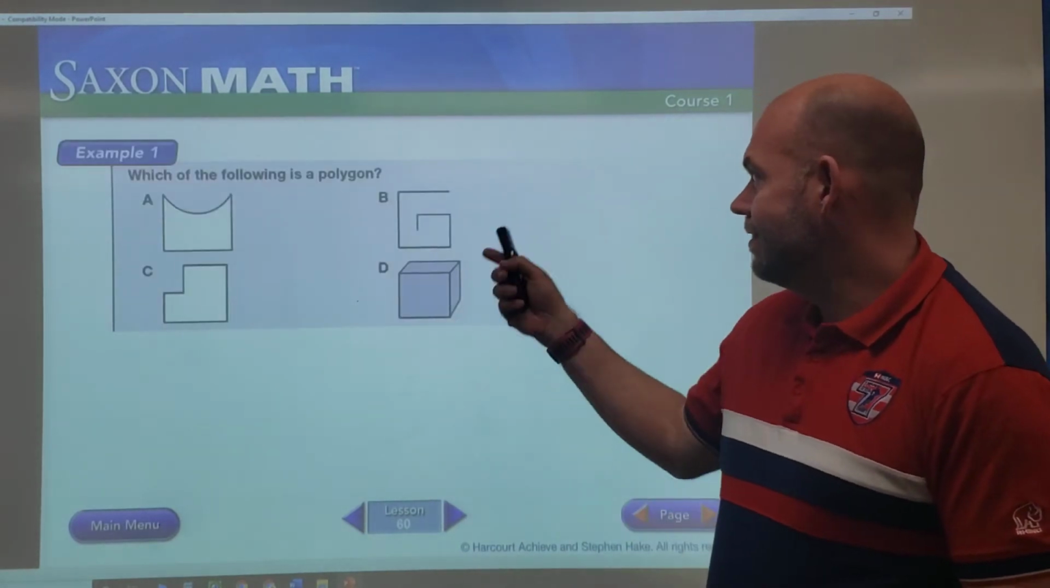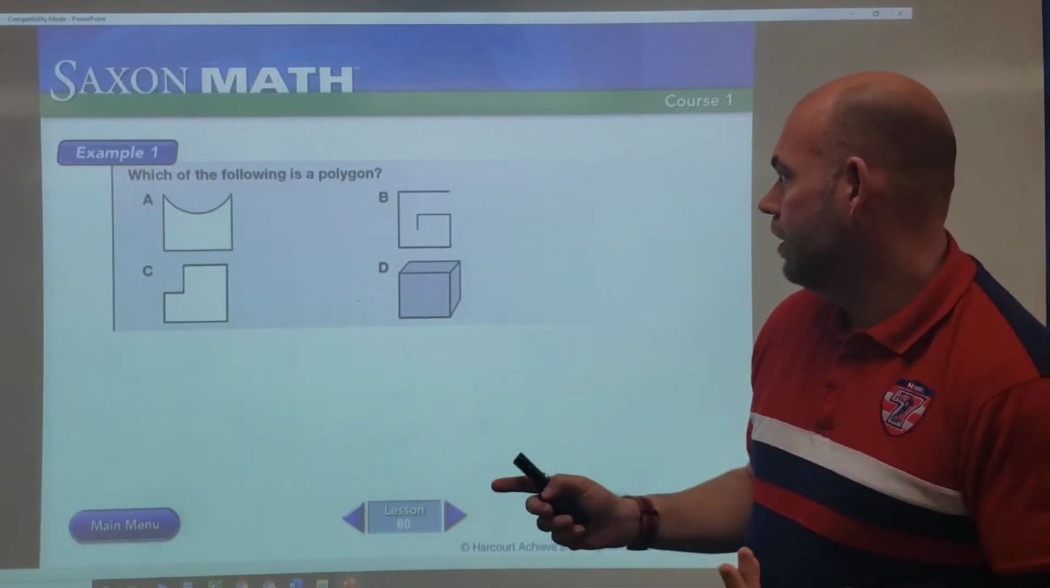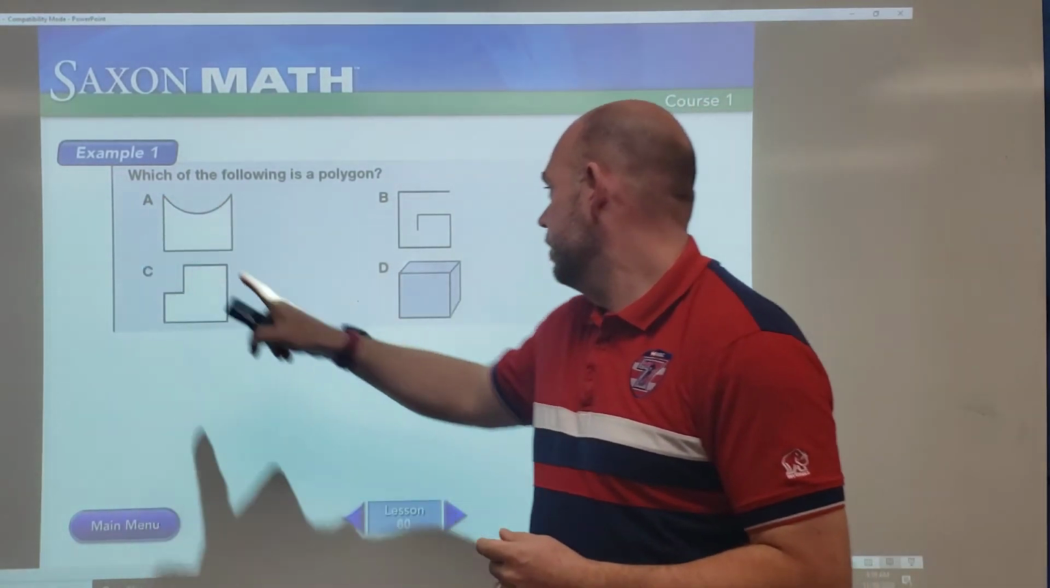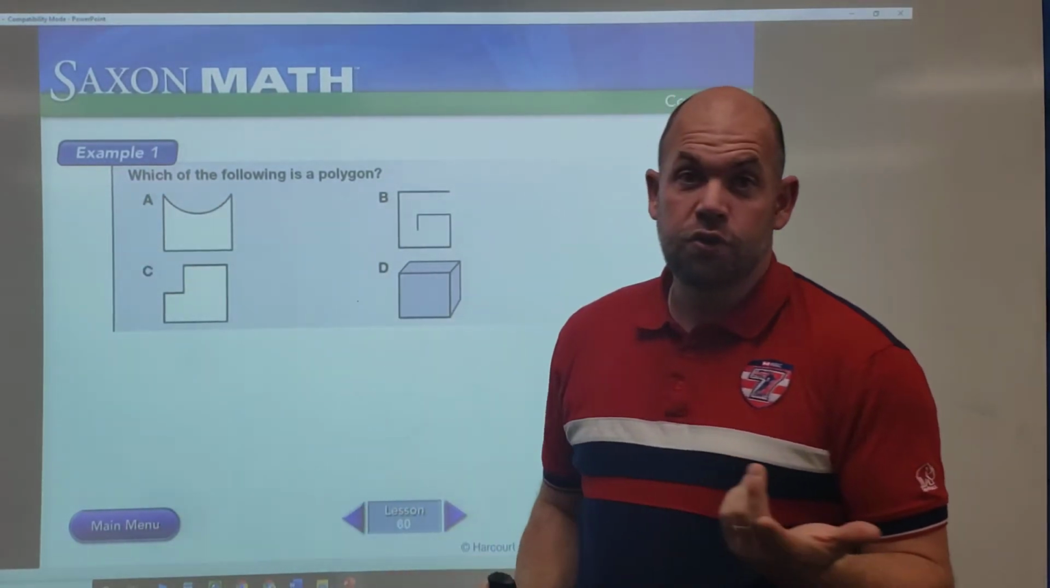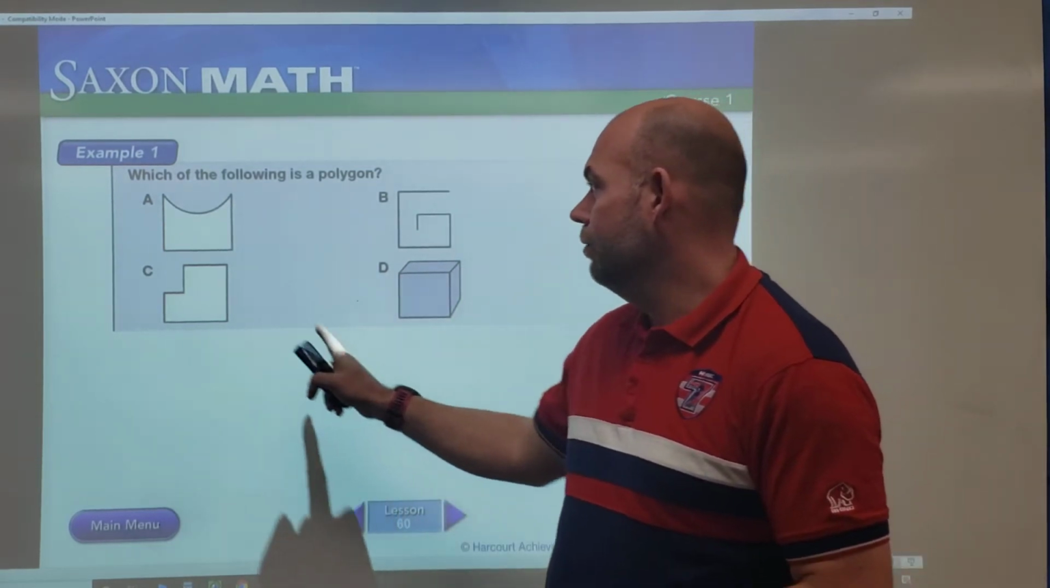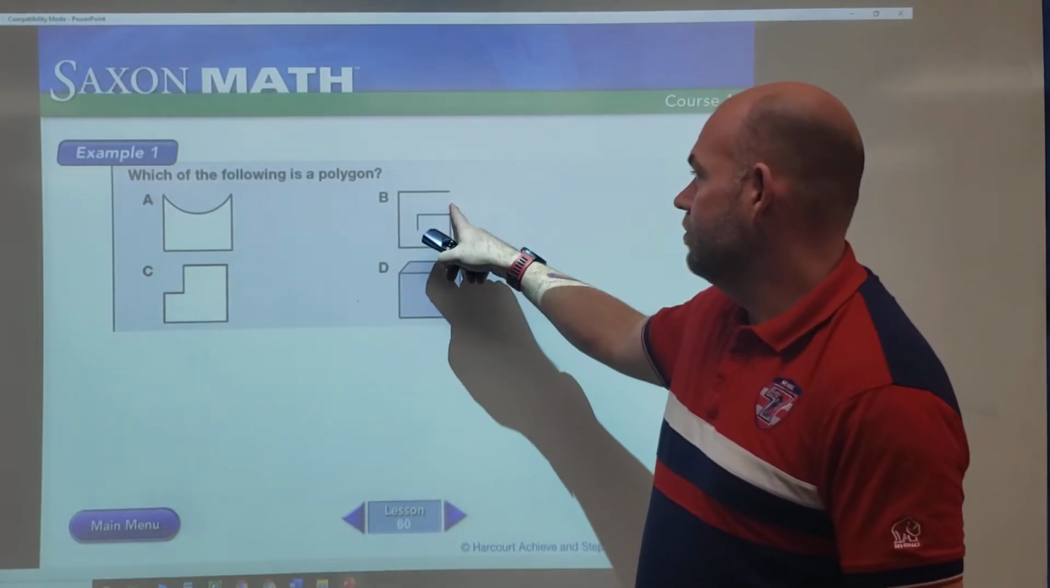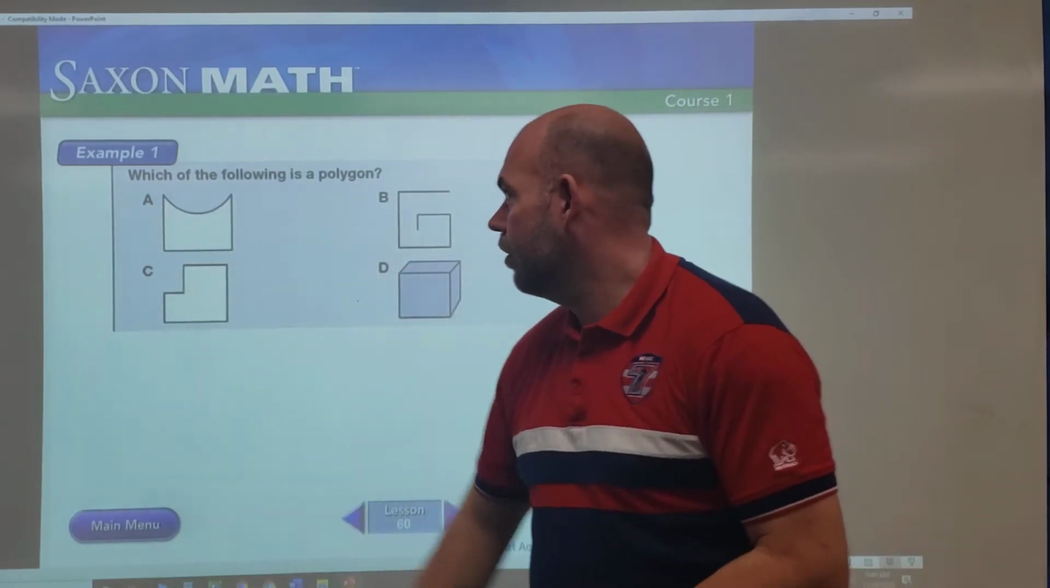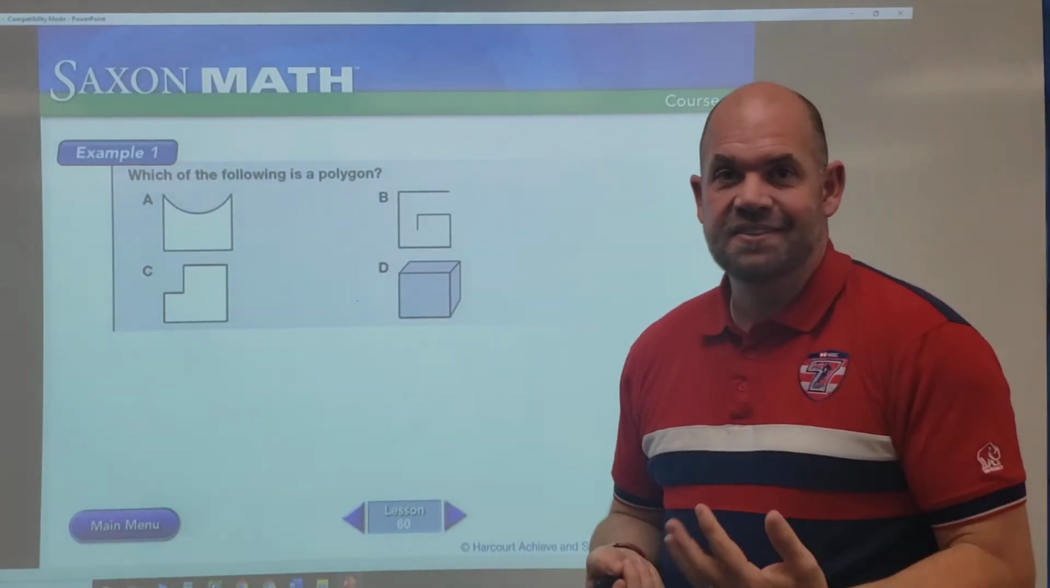So if we look at these examples, which of these have all straight sides? Well, A doesn't have straight sides, but the rest do. Polygons are 2D, so we can eliminate D because that's three-dimensional. And then closed, this isn't closed, it's an open shape, so C is our only polygon in this example.